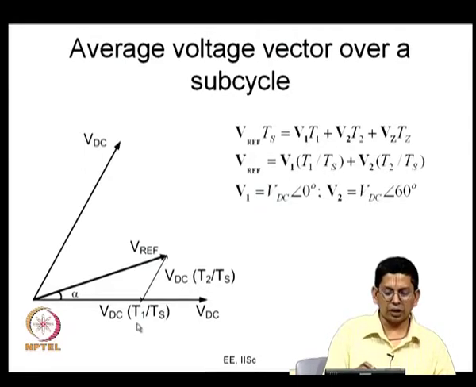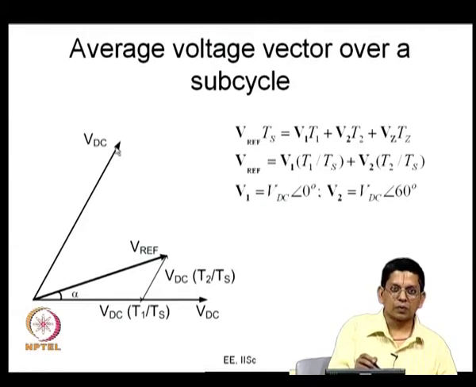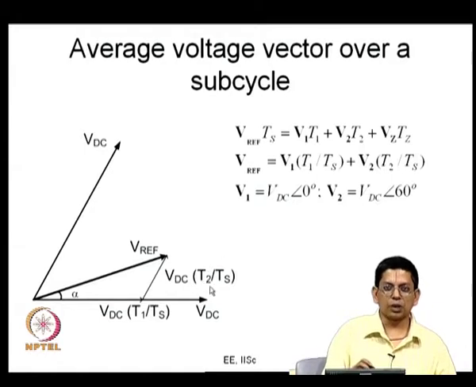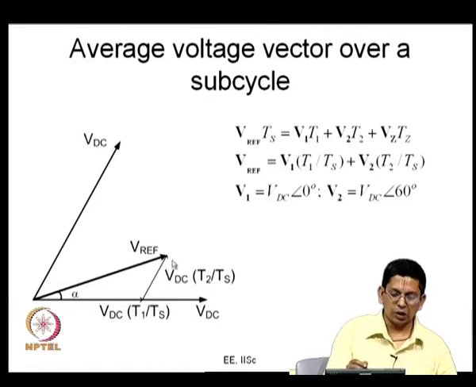So, it is applied for a fraction T1 upon Ts. Then I am applying this vector, which I can call the V2 vector, for some fraction of time T2 upon Ts, and for the remaining time I am applying the null vector. So, I am going to get a vector like this: one component is parallel to the V1 vector and equals T1 by Ts times the V1 vector, and another component is parallel to the V2 vector and equals T2 by Ts times the V2 vector. These two are added up to get your Vref vector.